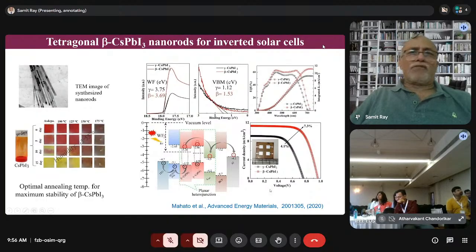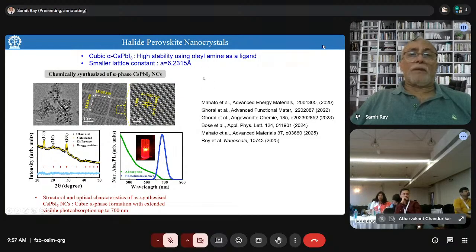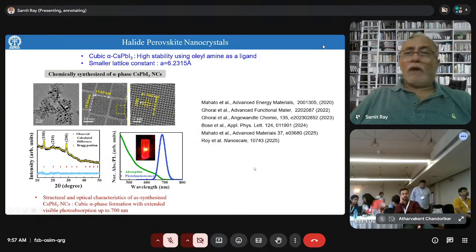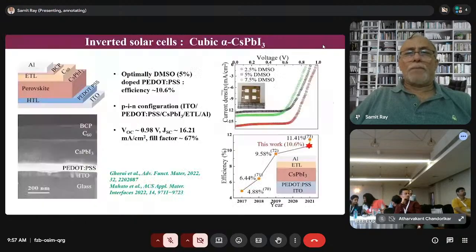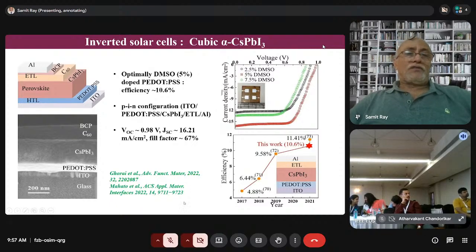This was published about 5 years back. Once we found out that this alpha phase cesium lead iodide is stable, most of our work afterwards has been based on the alpha phase cesium lead iodide. They are extremely stable and show very strong photoluminescence. We have been working on it for the last 5 years, and lots of students are working and publishing papers. So maybe I'll show one or two results from that. As I said, the alpha phase cesium lead iodide is deposited on PEDOT:PSS on ITO.